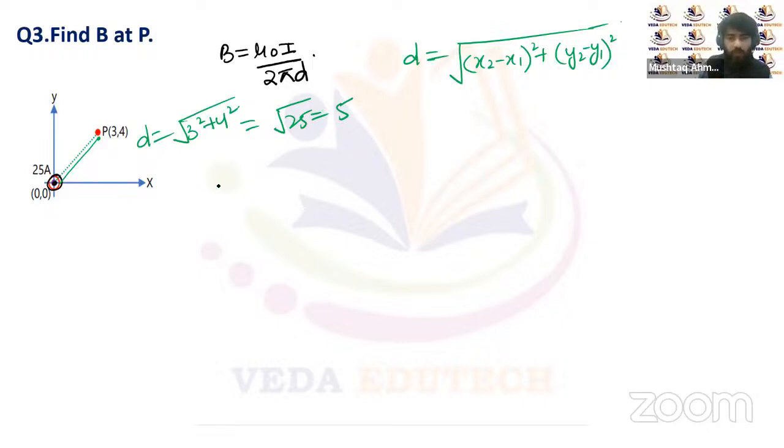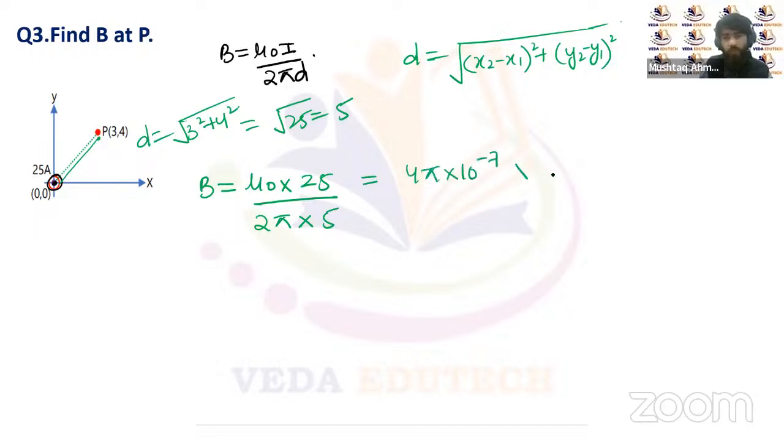So the magnitude of this magnetic field will be μ0 I upon 2π d, where the current is 25 amperes and the distance comes out to be 5. The value of μ0 is 4π times 10 to the power minus 7, multiplied by 25, upon 10π. Now from here, π and π will get cancelled, so it will be 5 upon 2, that is, 2 into 5 will be 10. So it will be 10 into 10 to the power minus 7, which is equal to 10 to the power minus 6 Tesla, right?